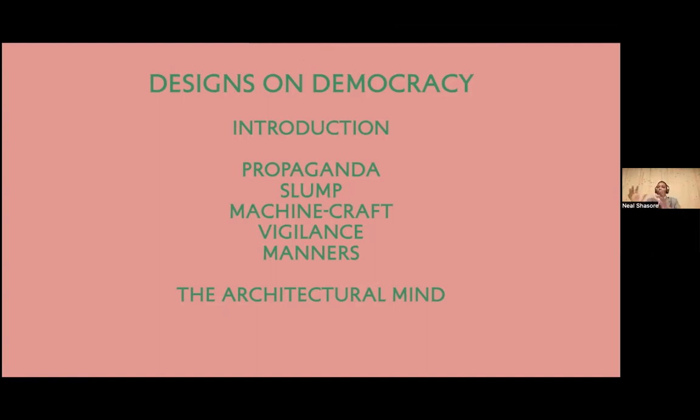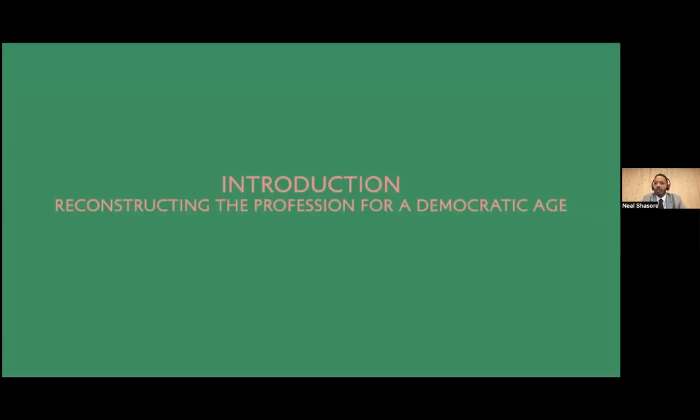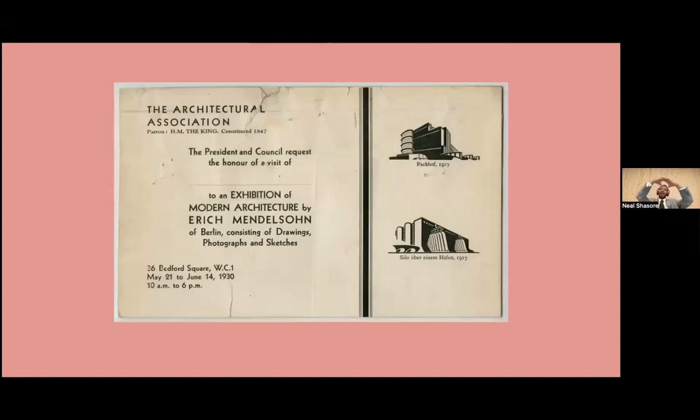So I thought I'd go through each of the chapters and give you a flavor of what's in all of them. And the best place to start is with the introduction, which is subtitled "Reconstructing the Profession for a Democratic Age." So the book lands you in May 1930, at the Architectural Association, because Erich Mendelsohn, probably the most famous modernist architect of the day, had come to London for the first time at the invitation of the AA, and his visit was much vaunted by the great and the good of the architectural profession at that time.